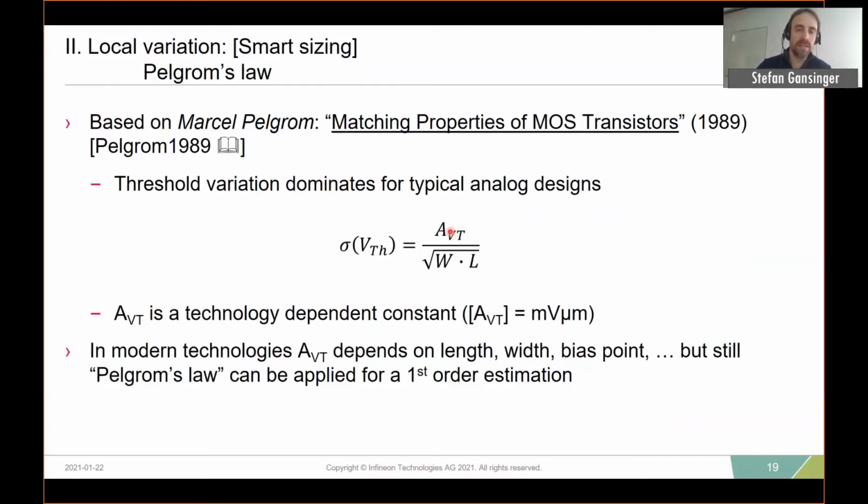Of course, this depends on the device type. So if it's a PMOS, an NMOS, thin or thick oxide, but to give you a rough number, it can be 5 millivolt micrometer. And this number is divided by the square root of the area of the transistor. So the width and the length. This means if we want to have a better matching between 2 transistors, we have to increase the area, either the width, the length, or both.